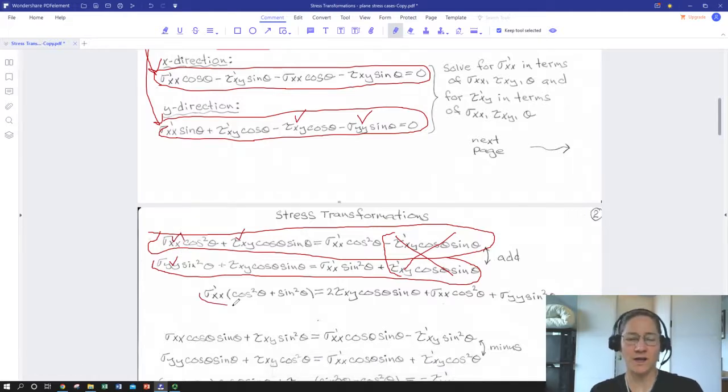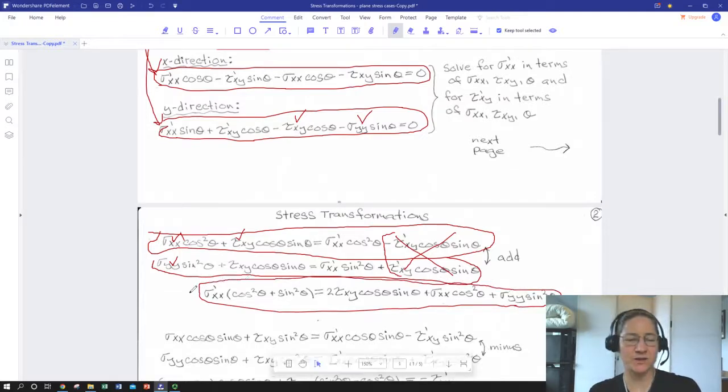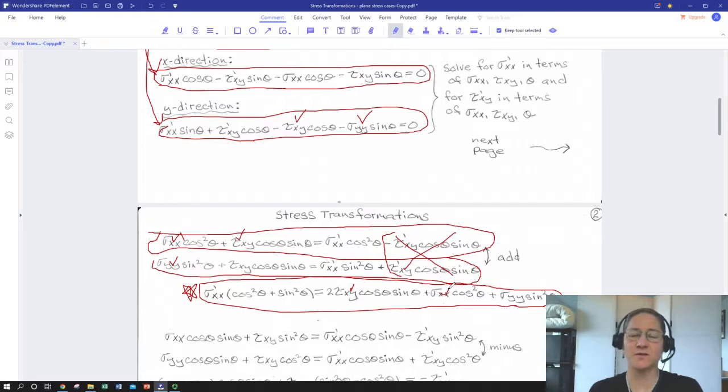So right here, this is what we were looking for. This last expression with a little star here, that is our stress transformation, giving us the normal stress on a plane tilted at any angle theta with respect to the x-axis in terms of your applied shear stress in the xy. Of course, xy and yx are the same, and we're in plane stress, so there's no z's. And our applied normal stresses, xx and yy.